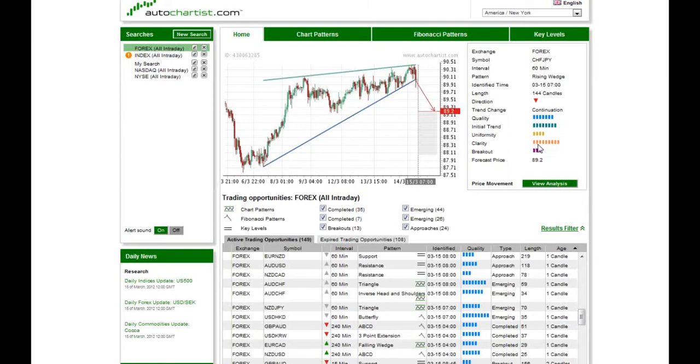Clarity was quite strong. Autochartist believes that, due to the length of this pattern, which was formed over 144 sixty-minute candles, it is quite a long pattern. It feels that the noise between the touching points of support resistance is not that big, so it gives it quite a high quality rating. And the breakout, it gives a very low quality rating.